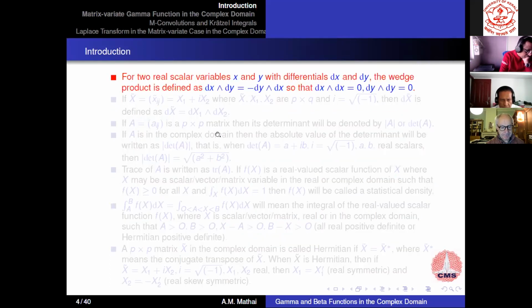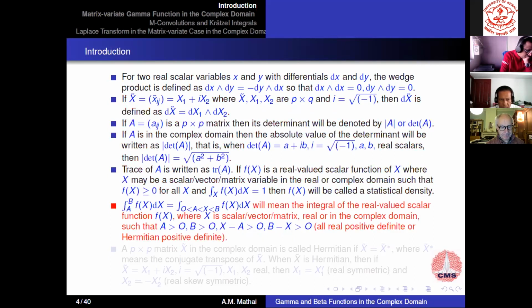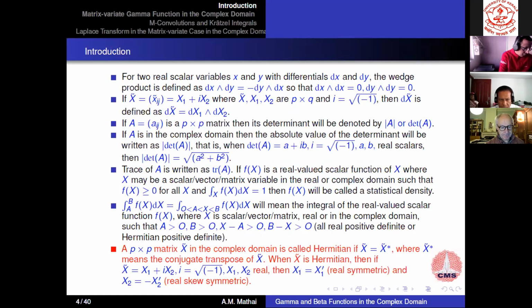And in the complex domain, any matrix can be written like this. These two are real matrices, i is the square root of -1. Then the wedge product of differentials in X tilde will be defined as dX1 wedge dX2, where X1 and X2 are the real and complex parts. And I will be using this notation also: determinant of A with absolute value means the absolute value, or modulus, of the determinant of A.